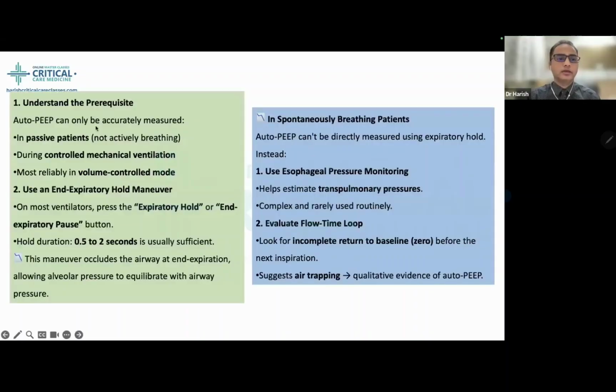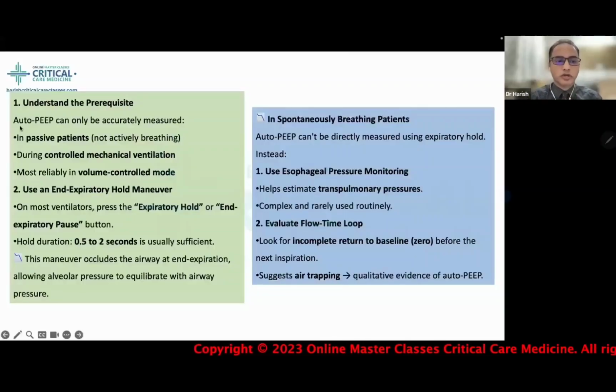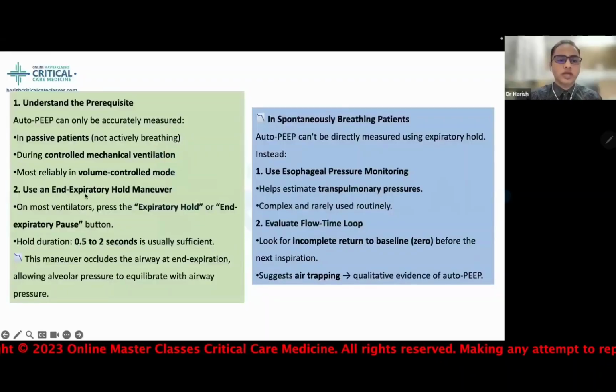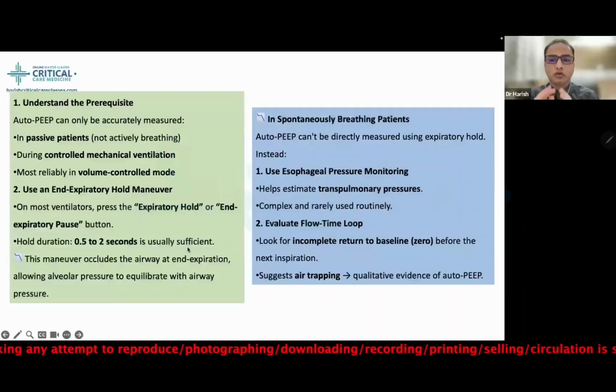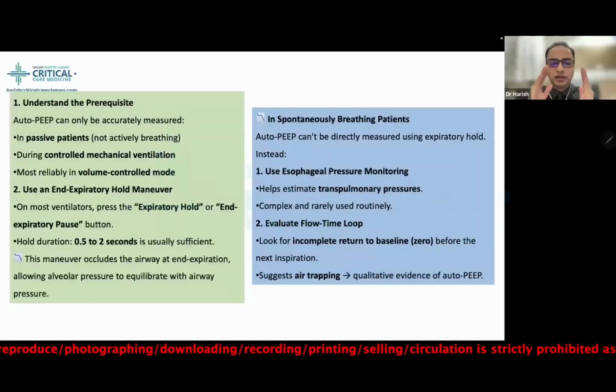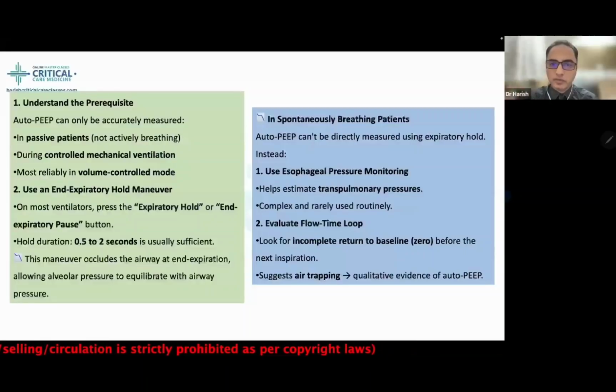Okay, so understand the prerequisite. Auto PEEP can only be accurately measured in passive patients, not if they are having active breathing. During controlled mechanical ventilation, most reliably in volume controlled mode, use an end expiratory hold. In the ventilator, there is a button for expiratory hold or end expiratory pause. Hold it for 0.5 to 2 seconds, which is usually sufficient. This occludes the airway at the end of expiration, which allows alveolar pressure to equilibrate with the airway pressure.